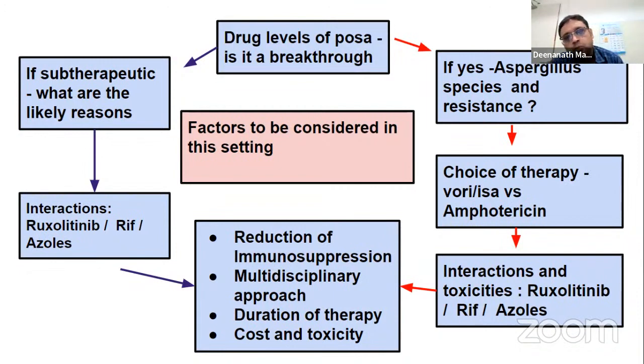If I choose something like Vori, again, I have to be mindful of interactions because he's on ruxolitinib. The other factor here, which is very important, is that he also has MTB, which is detected. So what am I comfortable with? Am I comfortable with using amphotericin and giving him rifampicin, or am I ready to let go of the rifampicin and switch to an azole? But remember, he has already failed one azole. So these are very complex decisions. At this point of time, we have to clinically, radiographically determine which is our bigger enemy here. What are his chances?